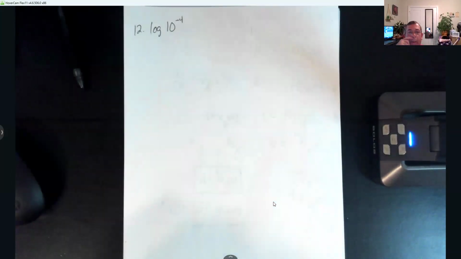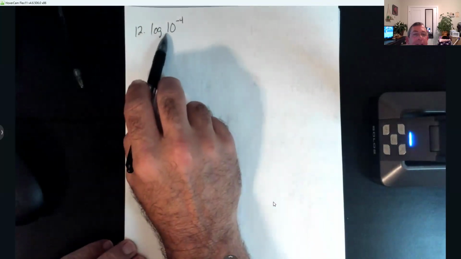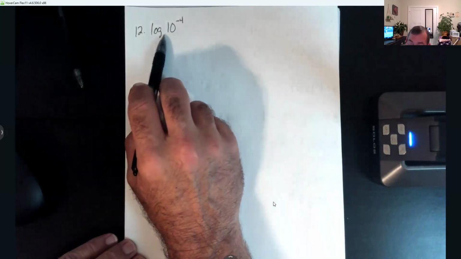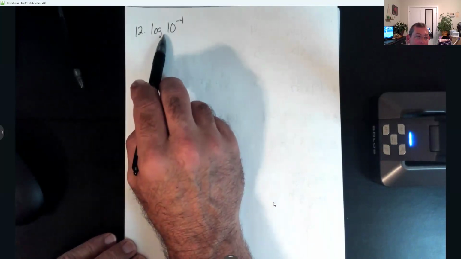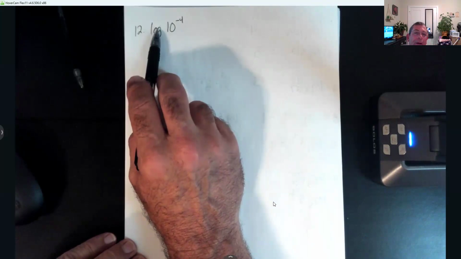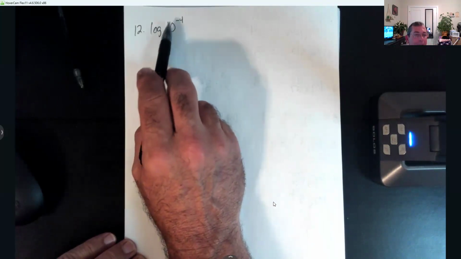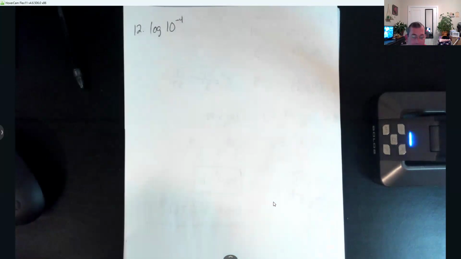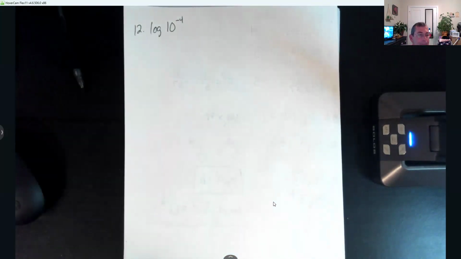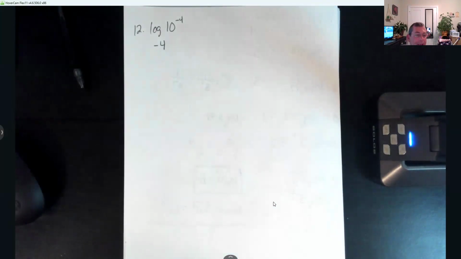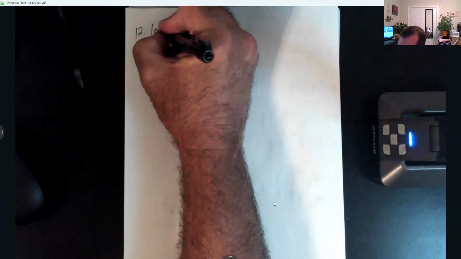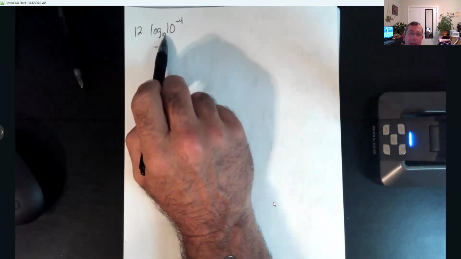All right, this one would be like number 12. Log of 10 to the -4th. So once again, this log does not have a base. So you're going to treat that base like a 10. So you got a log base 10 of 10 to the -4th. What's that going to give us? So good job. That's going to give us a -4. Y'all just remember, when there's not a number there, it's automatically a 10.